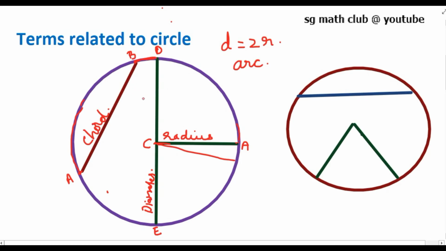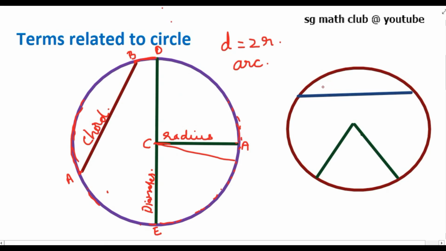And we have one more term, that is circumference of the circle or the perimeter of the circle. The circumference of the circle means the perimeter of the circle. This full length, this full path, is called as circumference of the circle, or the perimeter of the circle.